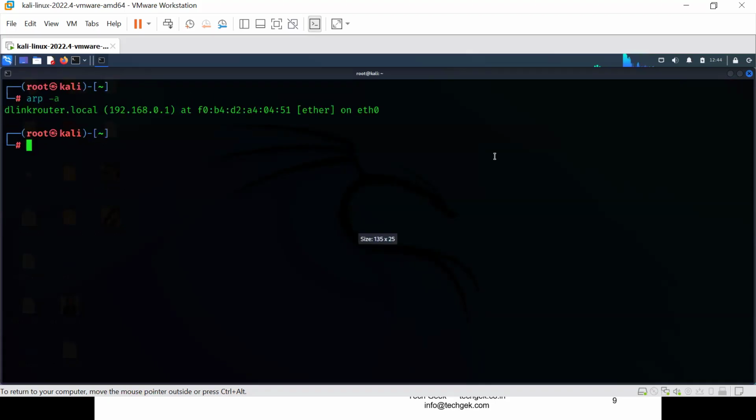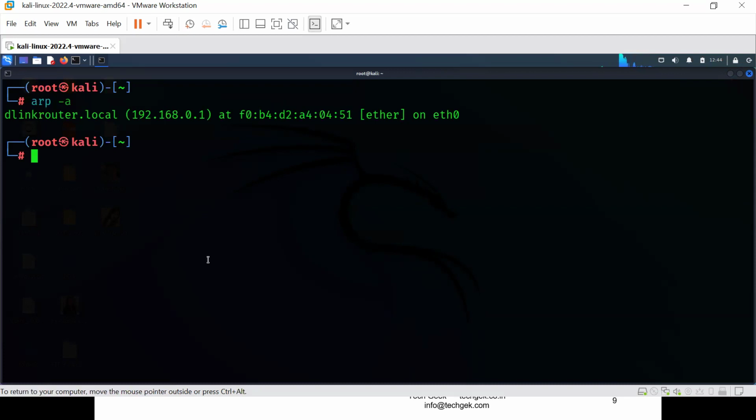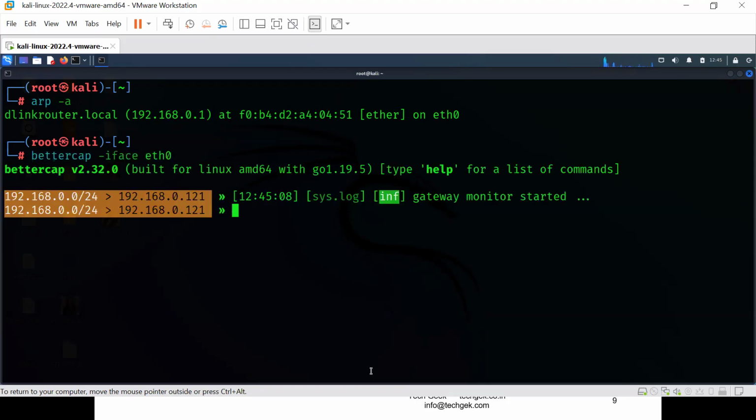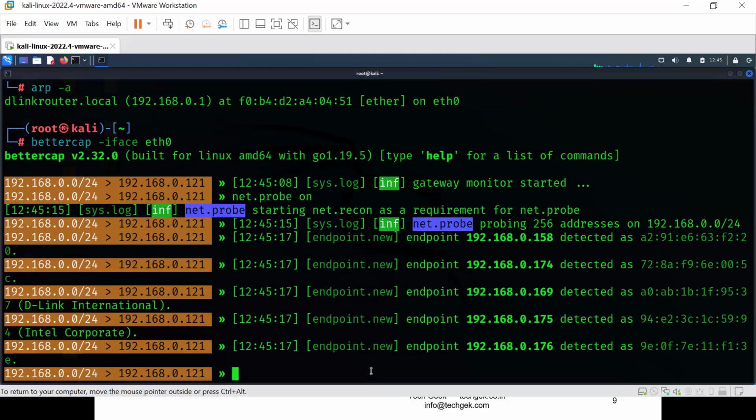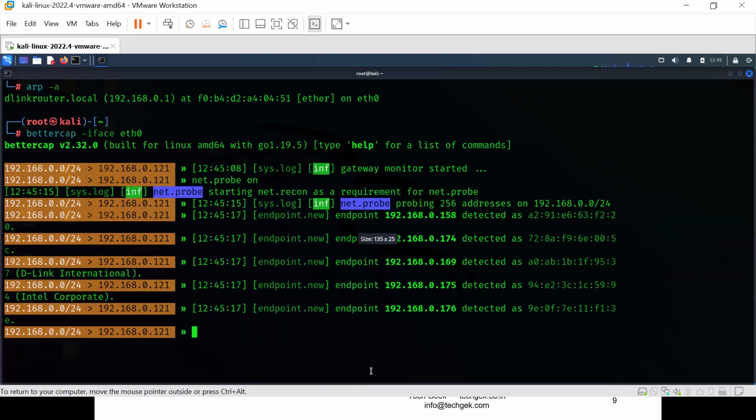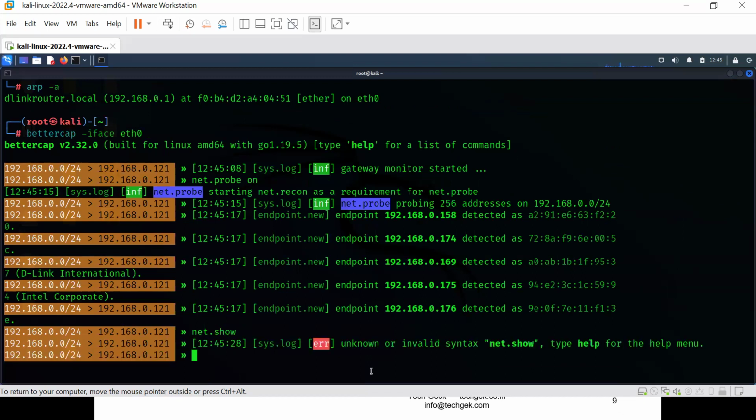My gateway is 192.168.0.1, and this is the MAC address of my gateway IP address, as we know very well. Now I'm going to detect some of the devices connected to the network here, to help you understand the process.